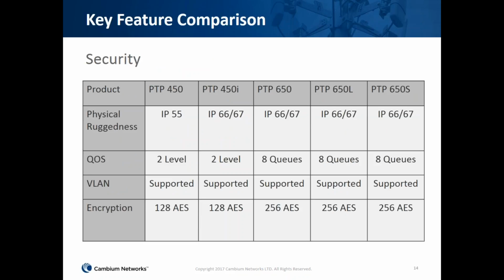We talked about some of these features already. I'd point out QoS. All these products support quality of service. The 650 has 8 queues and the 450i has the traditional 2 queues that are supported with our 450 platform. So again, if you're mixing the 450 products with the PMP 450 platform, you have consistency in how quality of service is handled across those two different products.